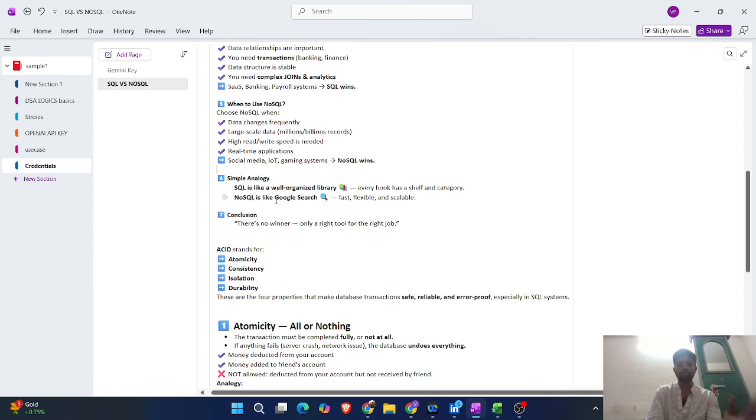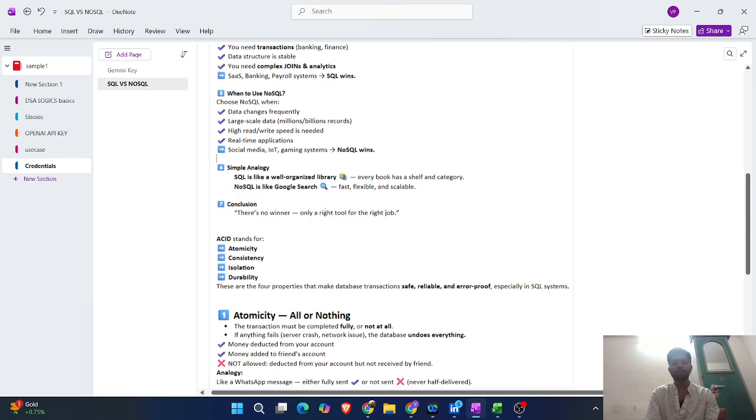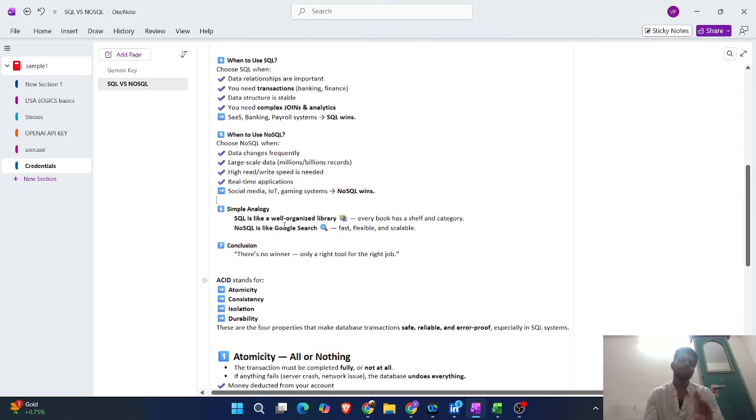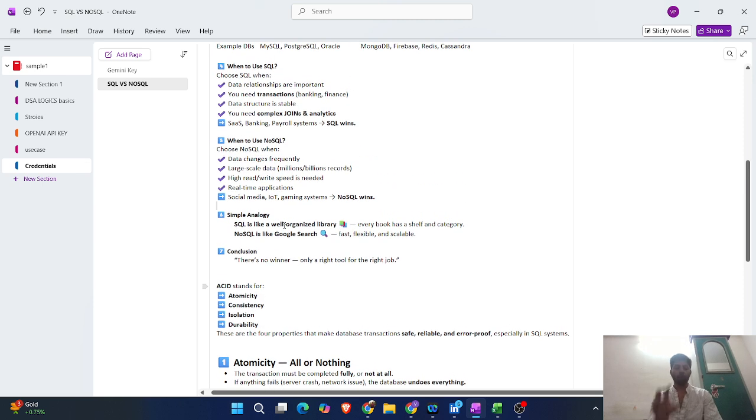In terms of analogy, SQL is like a well-organized library, where every book has a shelf and category. NoSQL is like a Google search: fast, flexible, and scalable. So, in conclusion, there is no winner or loser. According to your requirement and your application, you have to go for either SQL or NoSQL.